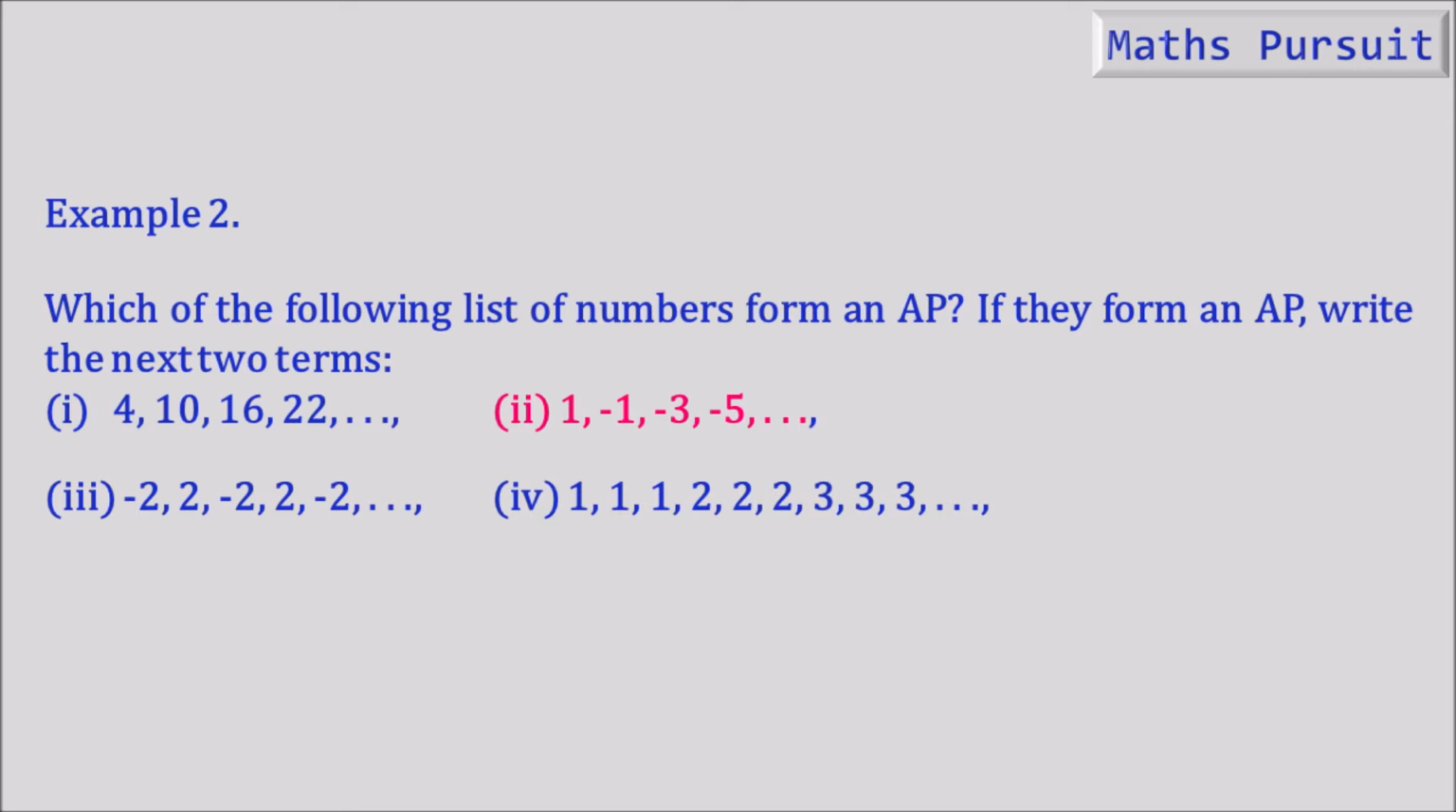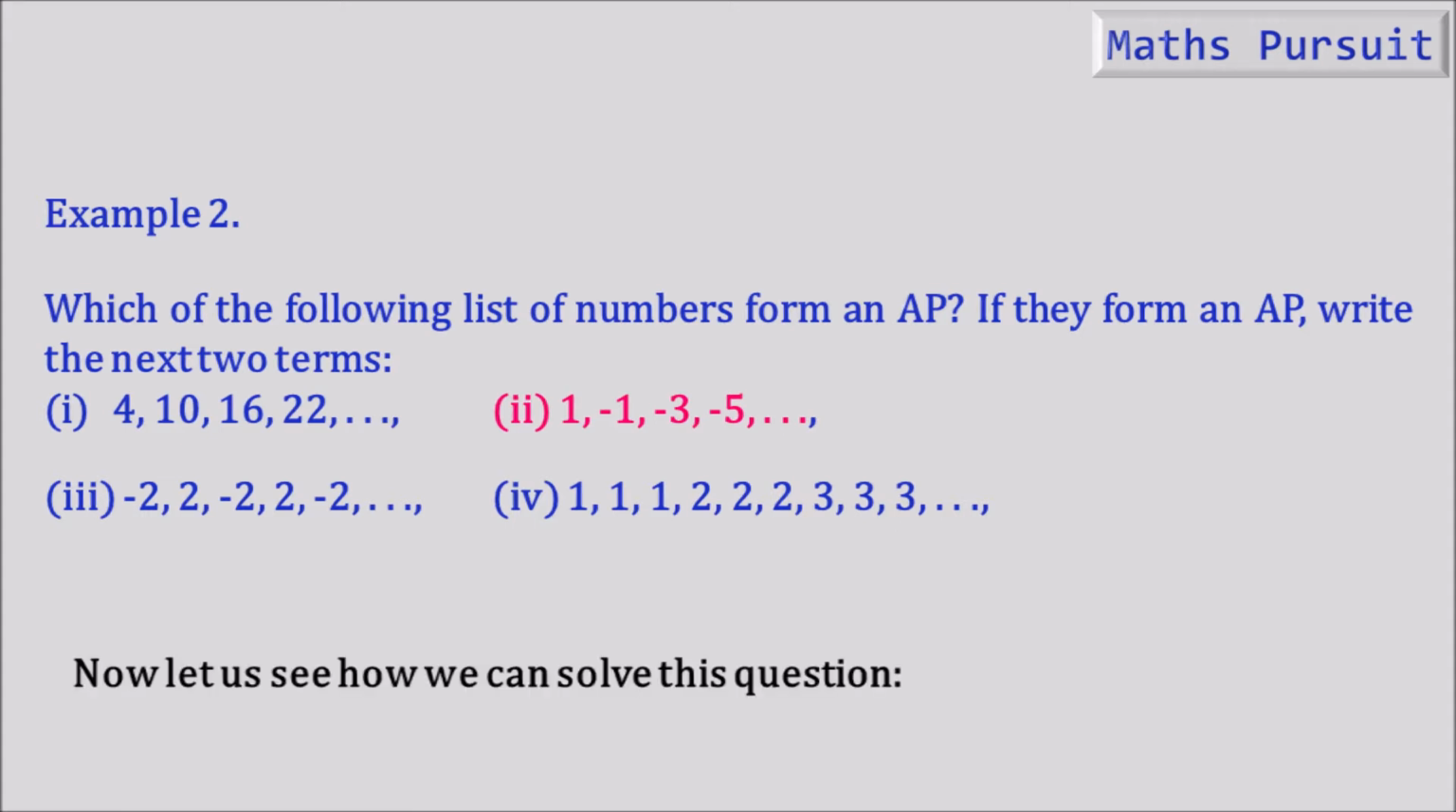That means the question asks us to find out if the given number sequence forms an arithmetic progression, and if it does, then we need to find out the next two terms. So let's see how we can solve this question. Moving on to the solution.